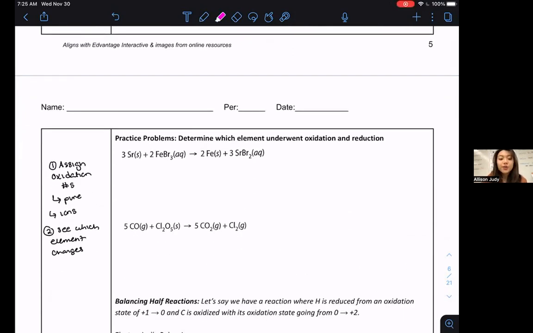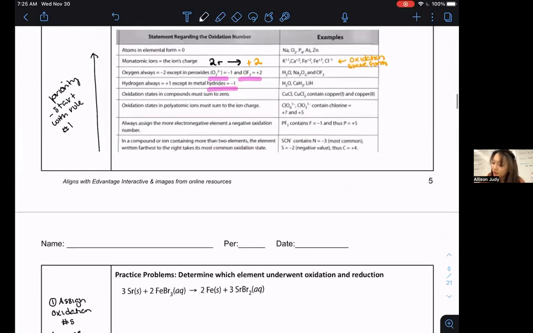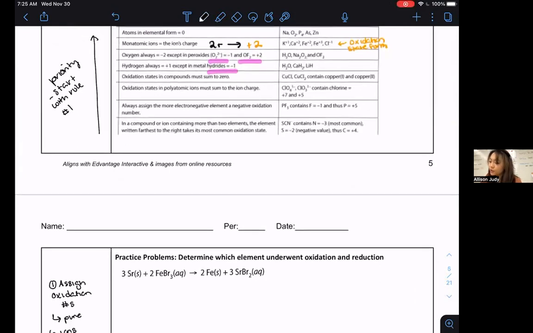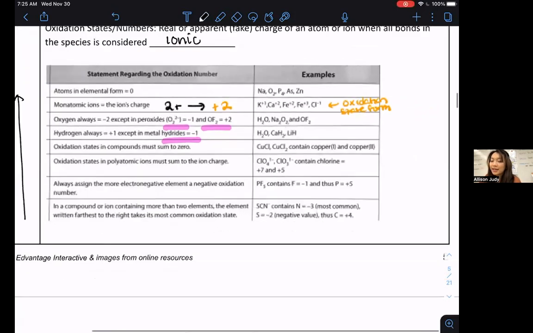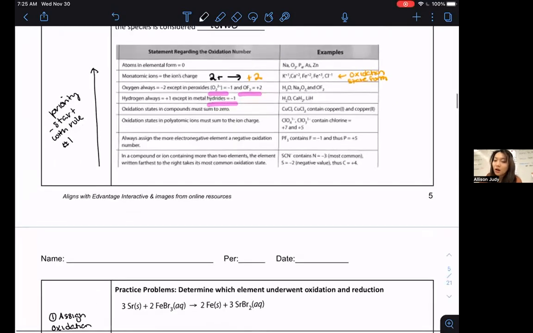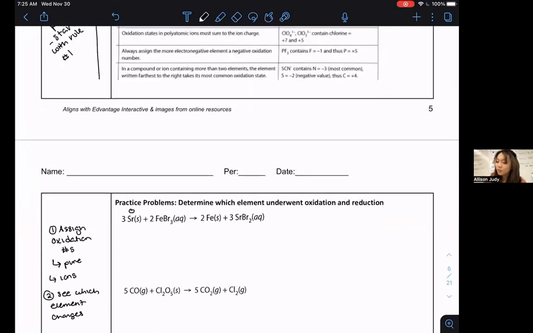That's what we'll do. So for the first one, what you'll notice is that we have rule number 1, okay? All elements in their elemental form are 0. So that means any pure metal or any diatomic. And there are some allotropes like P4, okay, and like S8. There's some allotropes of nonmetals that aren't diatomic, but they're the same element just bonded to itself, those are also 0. So what we see here is rule number 1. I already see that strontium metal and iron metal, okay, apply rule number 1.